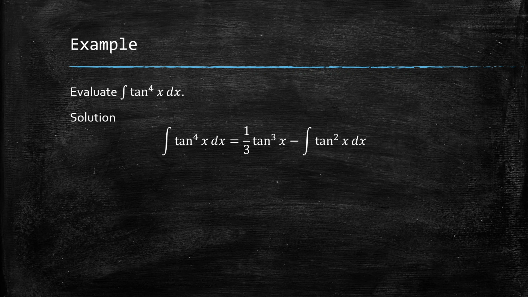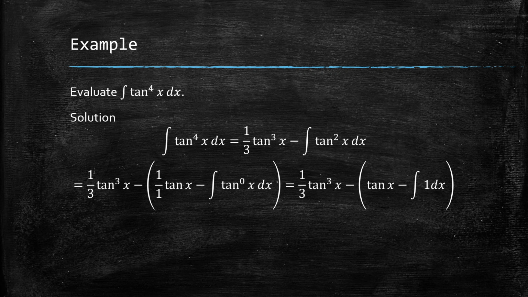Now using the reduction formula again on the integral, we get that this is equal to 1/3 the third power of tangent of x minus the quantity 1 divided by 1 times tangent of x minus the integral of the 0 power of tangent of x dx. That is the same as 1/3 the third power of tangent of x minus the quantity tangent of x minus the integral of 1 dx. Finally, that is equal to 1/3 the third power of tangent of x minus tangent of x plus c.